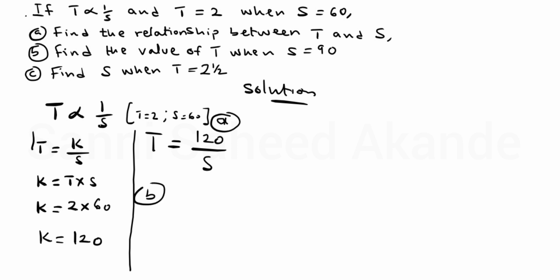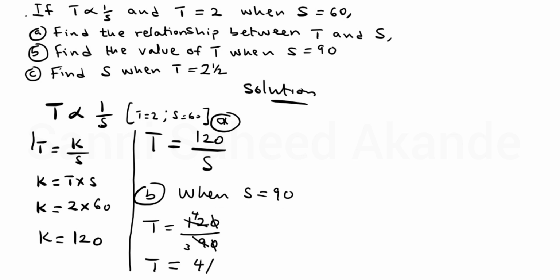So when S is equal to 90, then T will be equal to 120 divided by S, which is 90. So T will be equal to 120 divided by 90. This 0 will cancel this 0. Understood. So 3 goes in 9 3 times, 3 goes in 12 4 times. So T will be equal to 4 divided by 3. So that is the value of T when S is equal to 90.